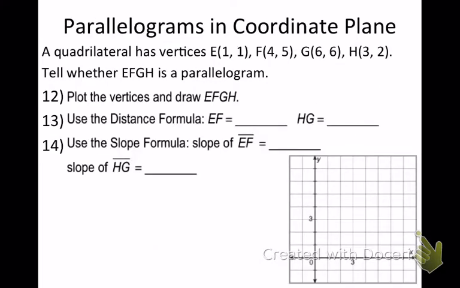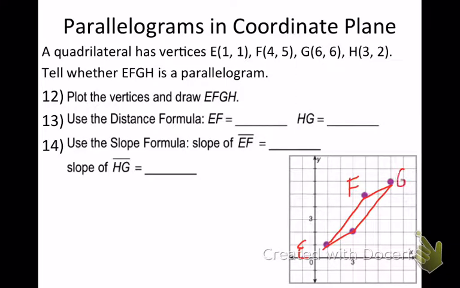Last thing we're going to talk about today is that we can do parallelograms in a coordinate plane. I want to plot the coordinates of quadrilateral EFGH. E is at coordinate (1, 1). F is at (4, 5). G is at (6, 6). And H is at (3, 2). I'm going to connect the dots here, and I want to determine if this is a parallelogram or not.